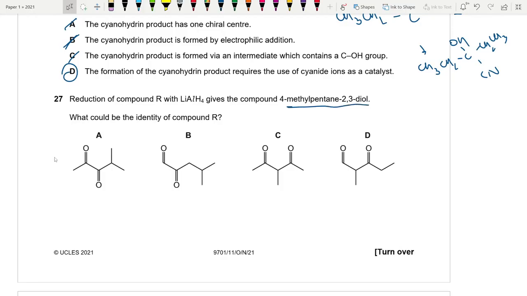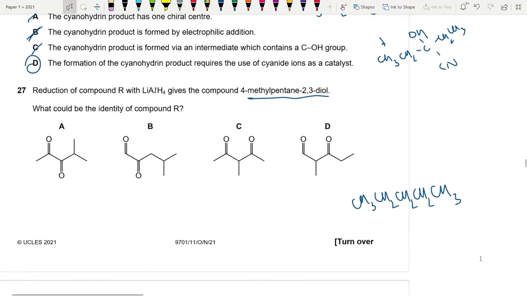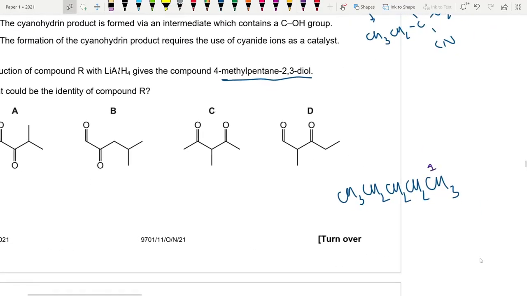Okay, let's write this compound. What is this mainly? It's mainly pentane. This is the main compound. It's pentane. CH3, CH2, CH2, CH2, CH3. If this is carbon 1, there's basically an OH group on the second carbon, an OH group on the third carbon, and a methyl group on the fourth carbon. So this is what the compound looks like.